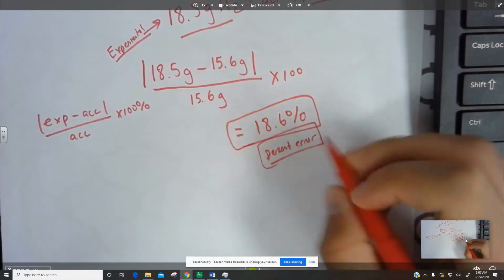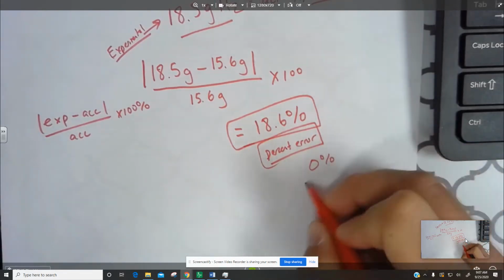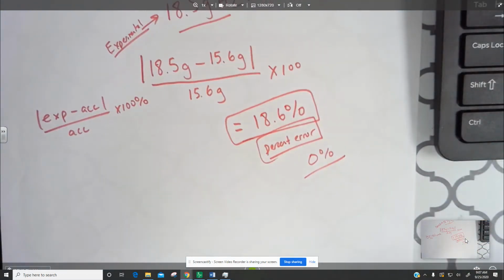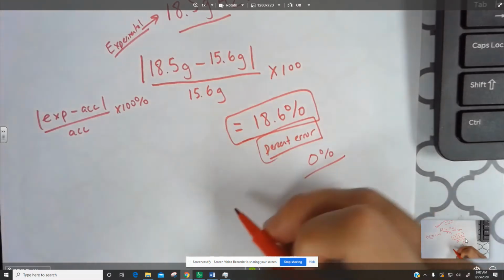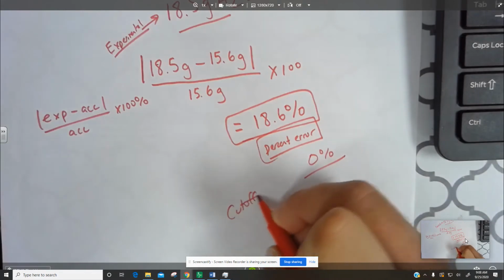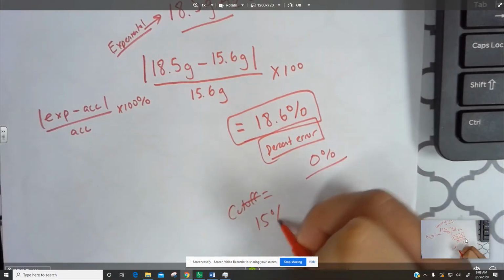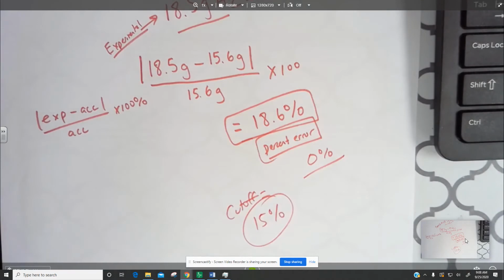Obviously, you want the percent error to be as close to 0 as you can, but we generally say it's good if it's under 15. Okay, having an 18.6% error is not that bad, but it's also not that good. Okay, remember the cutoff. This will be on the next test, guarantee it. The cutoff is 15%. Above 15, just close to 15, not too bad, but really 15 and under is what you're shooting for when you do a chemistry lab.